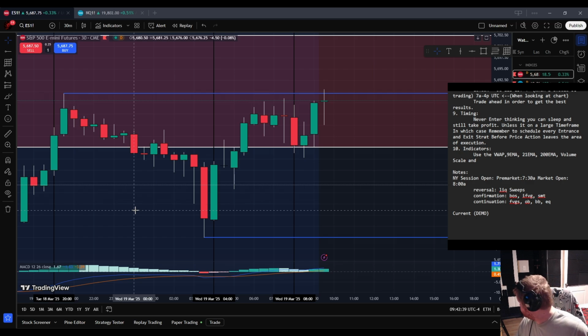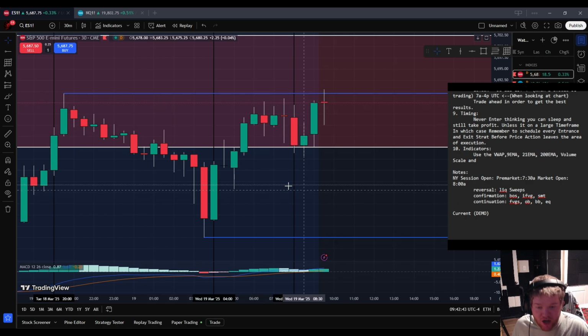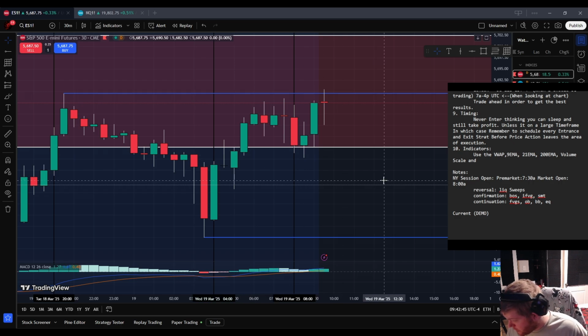Boom. What is a liquidity sweep? A sign, a reversal sign. So I'm going to back up right quick. Back up. Boom. I'm backed up.